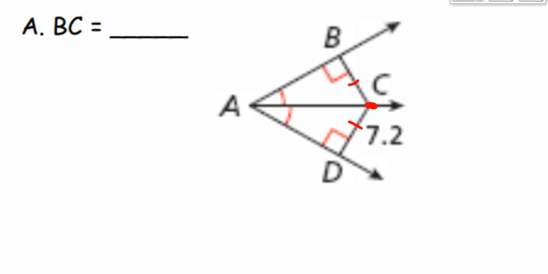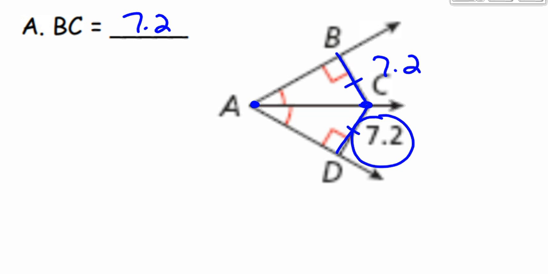All right, so let's put this to use a little bit. I can see from my drawing the red markings indicate that I have congruent angles, which means that ray AC is the angle bisector, which also means, if that's the angle bisector and these are 90-degree angles, that these two segments have to be congruent. Therefore, if BC has to be congruent to CD, and CD I can clearly see is 7.2, then BC also has to be 7.2. That's not so bad, huh?